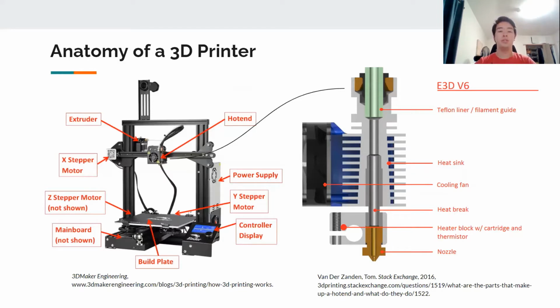The image on the right shows a close-up of a hot end. The nozzle at the bottom of the picture is where the filament comes out of. A typical nozzle diameter is 0.4 millimeters.